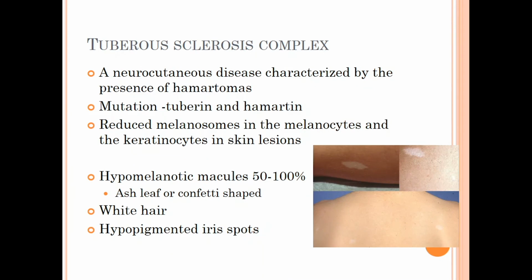And tuberous sclerosis complex, although it is known as a neurocutaneous disorder with prominent hamartomas, in addition to this prominent feature, they can have hypopigmented, hypomelanotic skin manifestations due to reduction of the melanosomes in the melanocytes and the keratinocytes in these areas. But the exact mechanism of this melanocyte loss is not very well explained. So they can be present in the form of ash leaf macules or confetti macules. Again, they can present with white hair, hypopigmented iris spots.